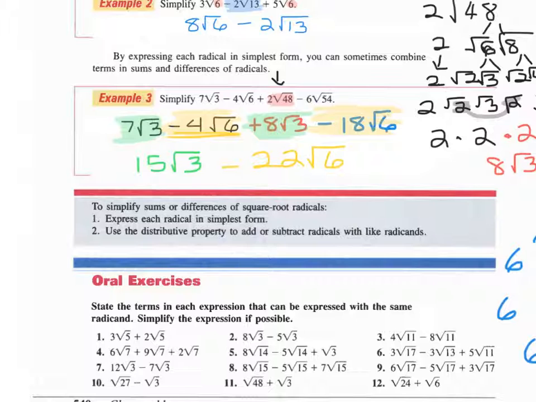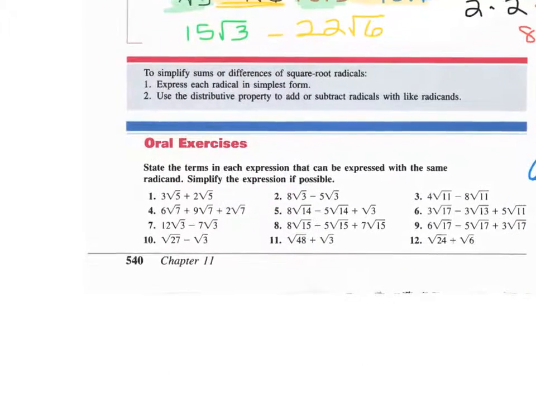So when we simplify the sum and differences of square root radicals, we're going to first simplify all the square roots, and then we're going to go ahead and add and subtract the radicals with the like radicands, or the terms that have the same number under the radical symbol. Do a few more examples before I give you time to start your homework.